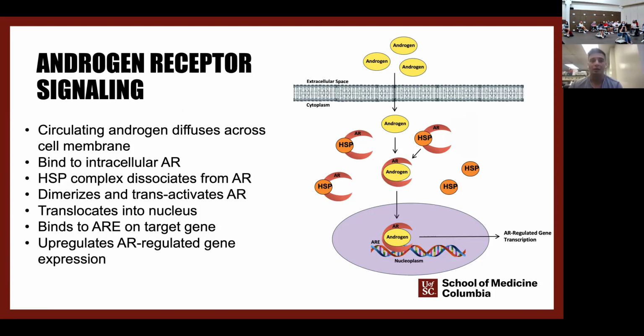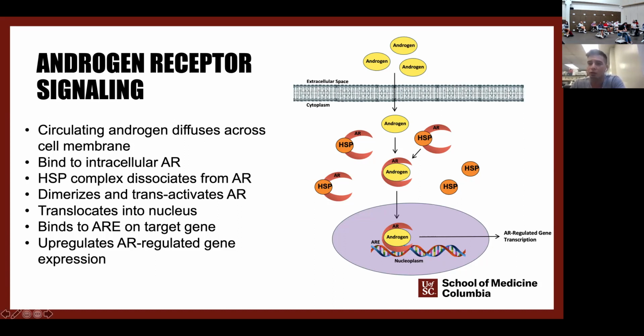So for basic androgen receptor signaling here, we're going to have our circulating androgens traveling through circulation. We can go over at the end how we actually make these androgens through our HPG axis, but for the sake of this, we're just going to start here. So we have our circulating androgens, and these are lipophilic, right? These are steroidal in base. The basic structure is a cholesterol backbone. So these are lipophilic and can diffuse across that cell membrane, which we can see here, where it's going to interact with that indwelling androgen receptor.